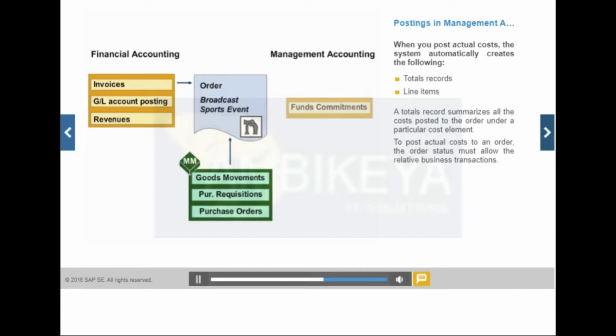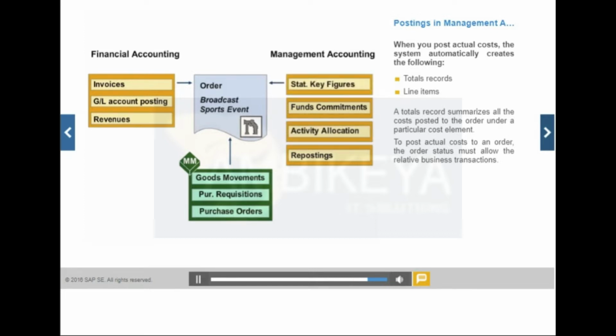Posting commitments manually, for which you need to enter funds commitments. Repostings that allow you to post primary costs to an order. Posting of secondary costs from a cost center to an order with direct activity allocations. Recording statistical key figures that are used as the basis for allocations to your orders and for analyzing your orders.